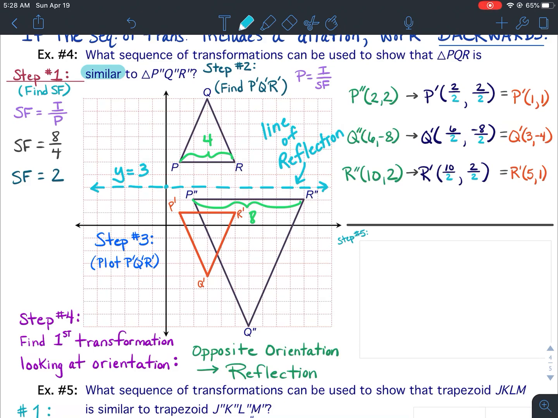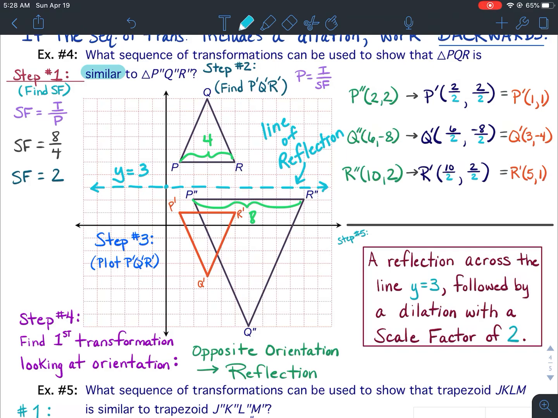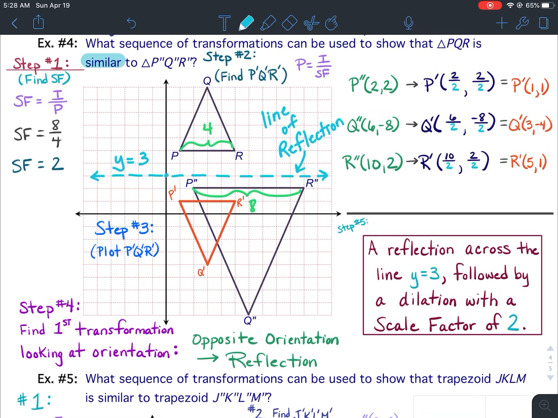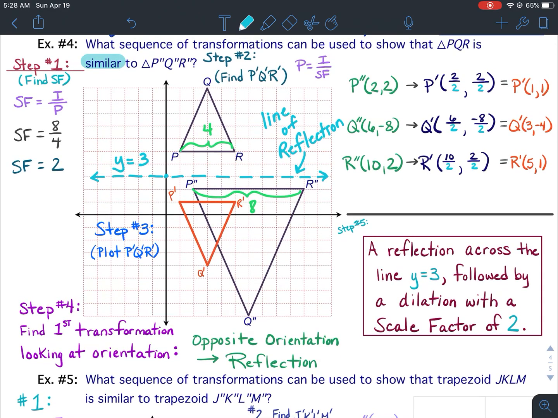So what happened? How do we go from PQR to P double prime, Q double prime, R double prime? First, it was a reflection across the line y equals 3, followed by a dilation with a scale factor of 2. All right, guys. Make sure you pause the video. Everything I have written down needs to be written down in your notes. Please make sure you get this all written down. If you have any questions, please let me know.